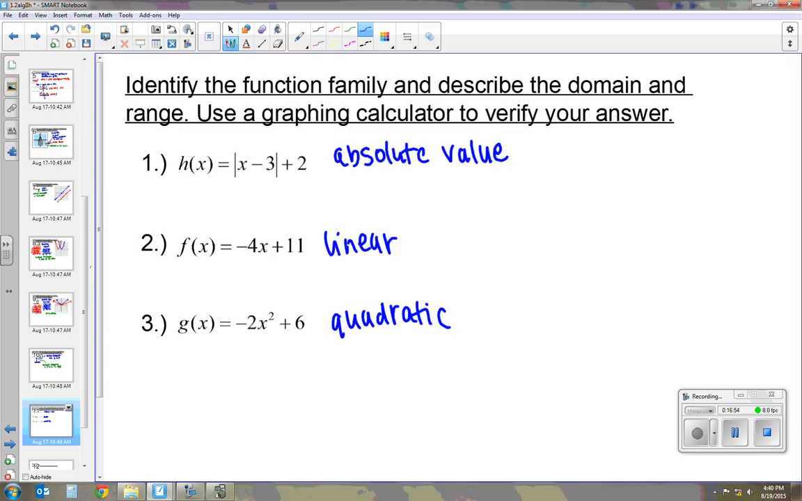So what I want you to do is I want you to graph each of these in your own calculator and then compare it to what the answers are for the domain and range. So I'm going to give you the domain and range for all of these. So for the absolute value, the domain is all real numbers, and the range is y is greater than or equal to 2.